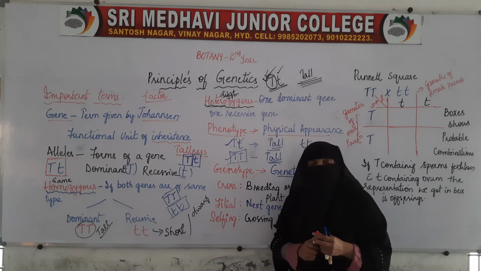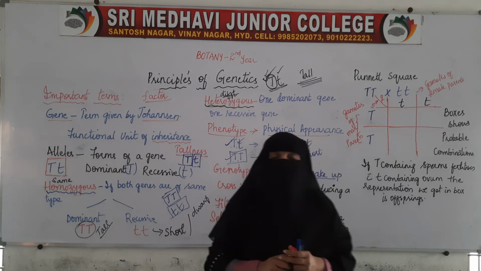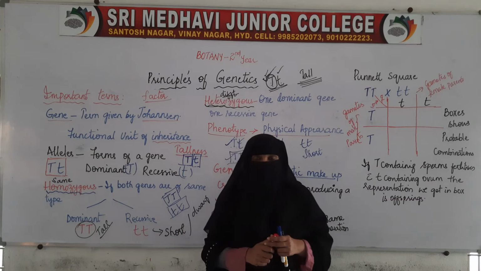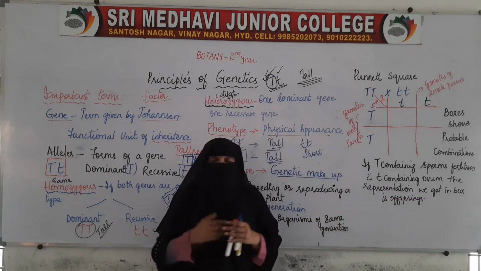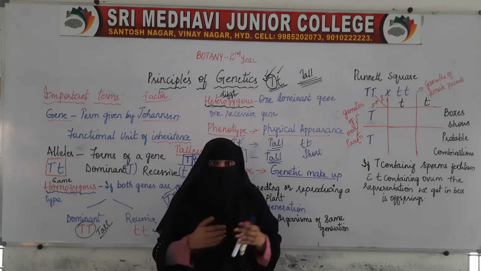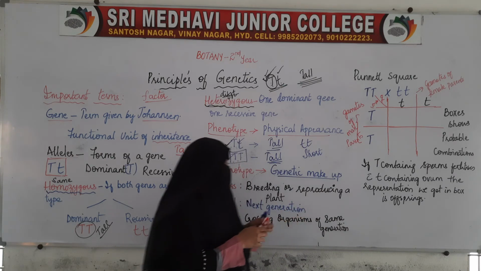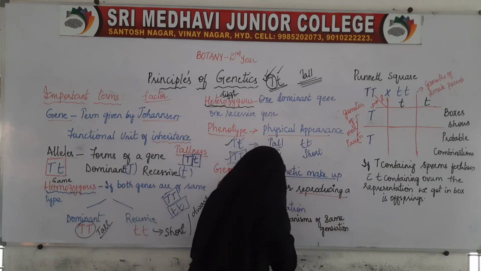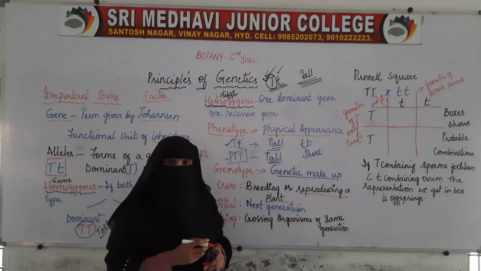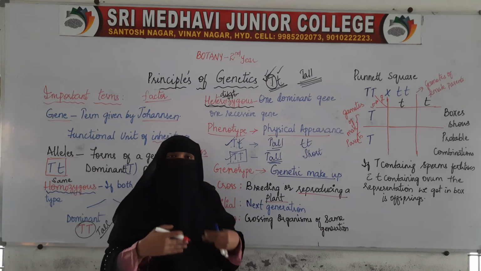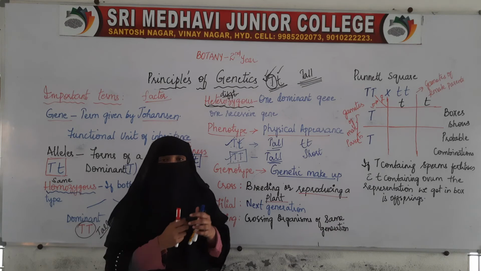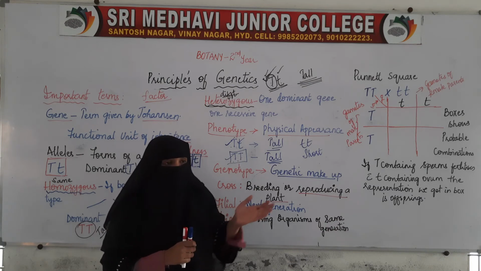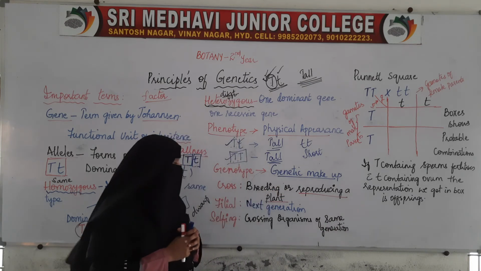Next, another word which will come up very frequently is crossing. What do we mean by crossing? Crossing is nothing but breeding two plants, reproducing a new plant by breeding two plants. Crossing a plant means we are reproducing it, we are producing a new plant.